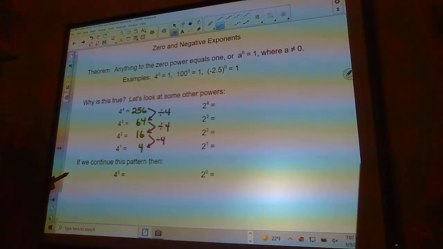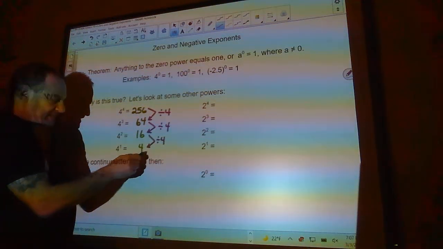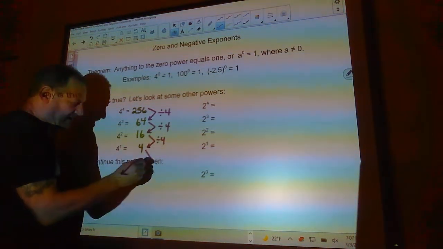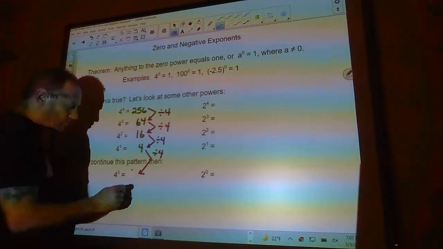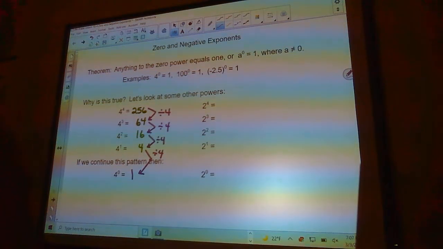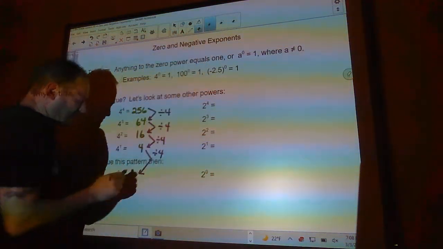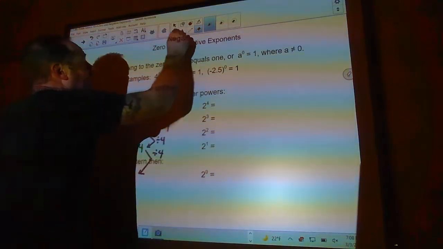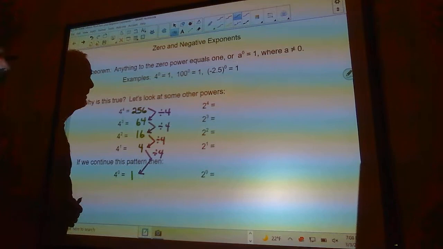So if I keep this pattern going, if I take this and I divide by 4 again, I'm going to get 4 divided by 4 is 1. Okay? That should be green, my friends. That's 1. Okay, so let's look over here.